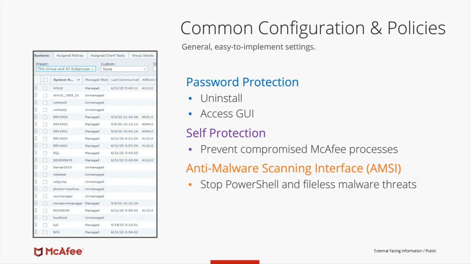The next would be self-protection. Look at self-protection as essentially protecting the McAfee processes themselves. An example of this would be if there is an unsigned or an untrusted by McAfee DLL certificate, right?